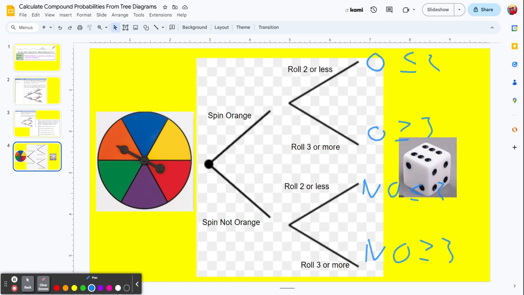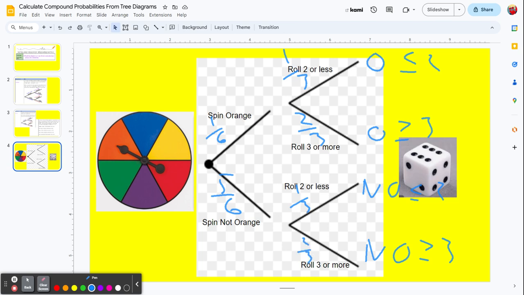So now let's look at the probabilities on the branches. So spinning orange is 1 out of 6. Not orange, the probability of that is, well, it's 5 spaces out of the 6. It's not going to be orange. Probability of rolling a 2 or less, well, that means you could roll a 1 or a 2. So that's 2 out of 6, which is 1/3. And then our probability of rolling a 3 or more is 3, 4, 5, 6. That's 4 out of 6, which is 2/3. Again, same probabilities down here, 1/3, 2/3.